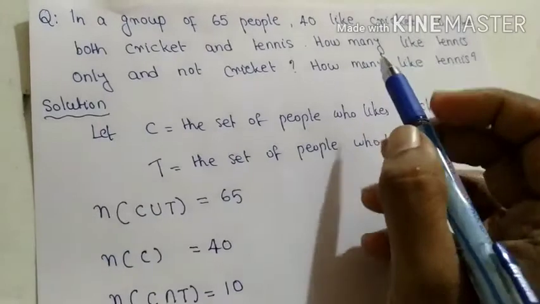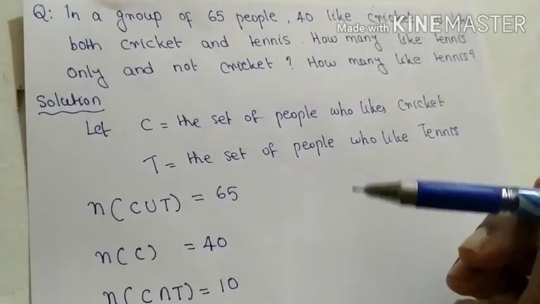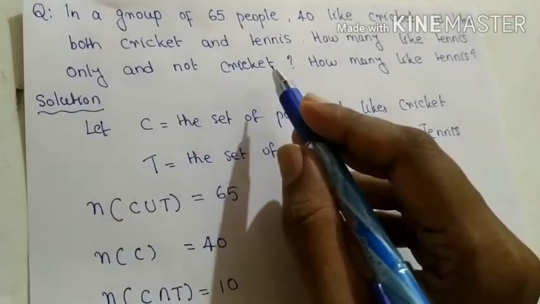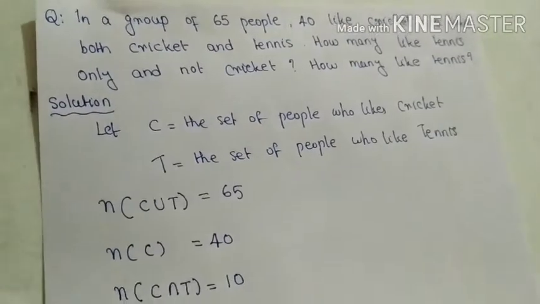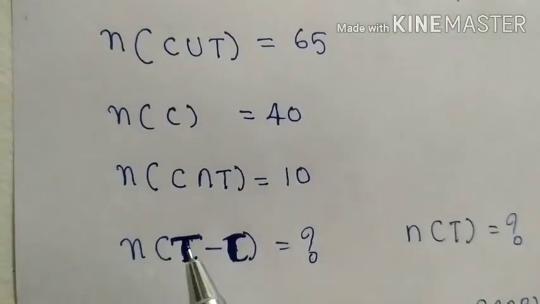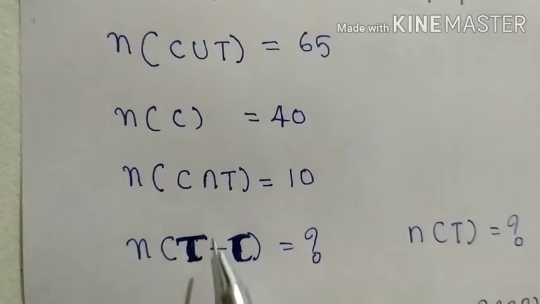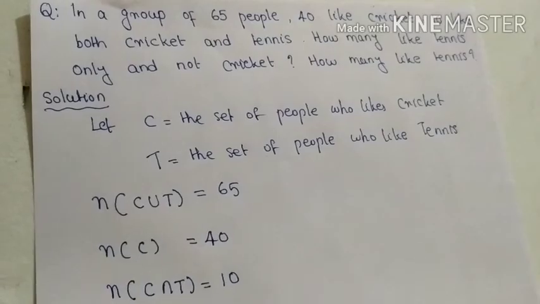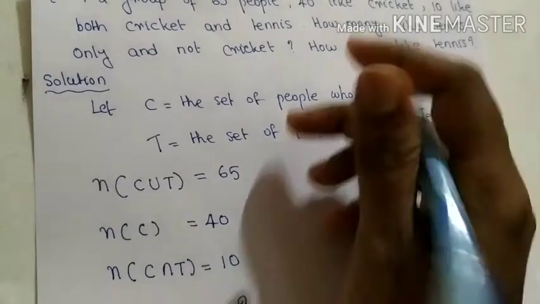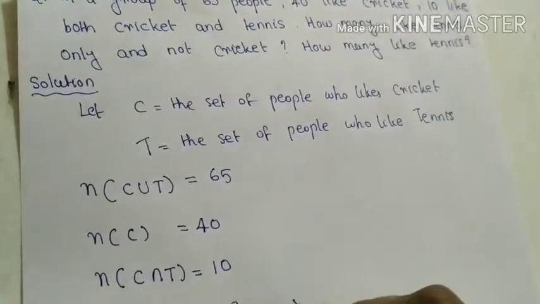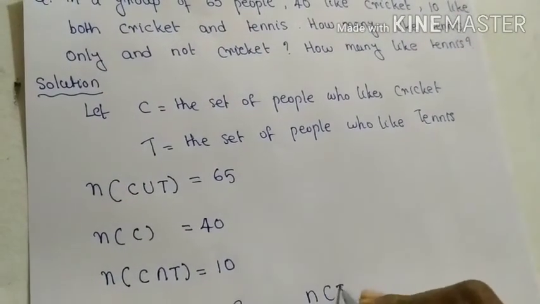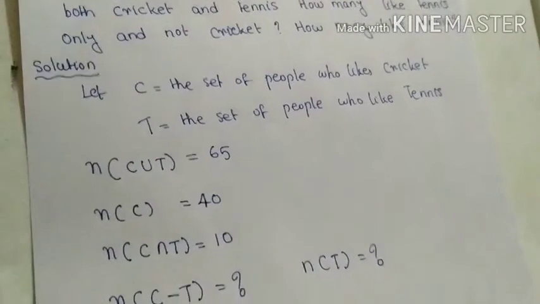So we need to find how many like tennis only but not cricket. That means we need to find out n of T minus C. This is our first question. Next, how many like tennis? And next one is we need to find n of T.